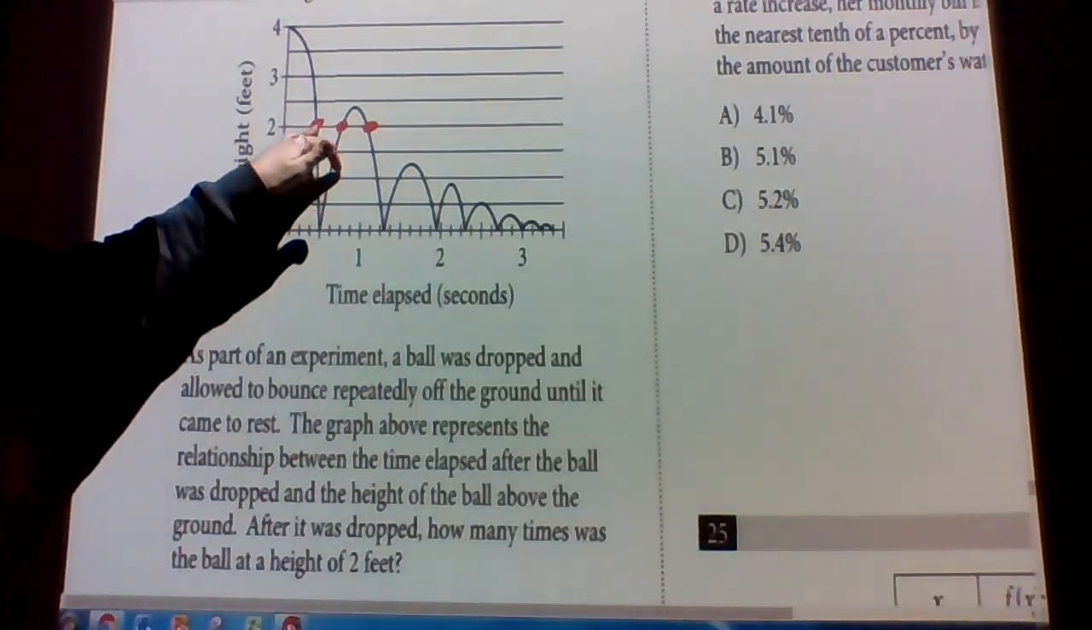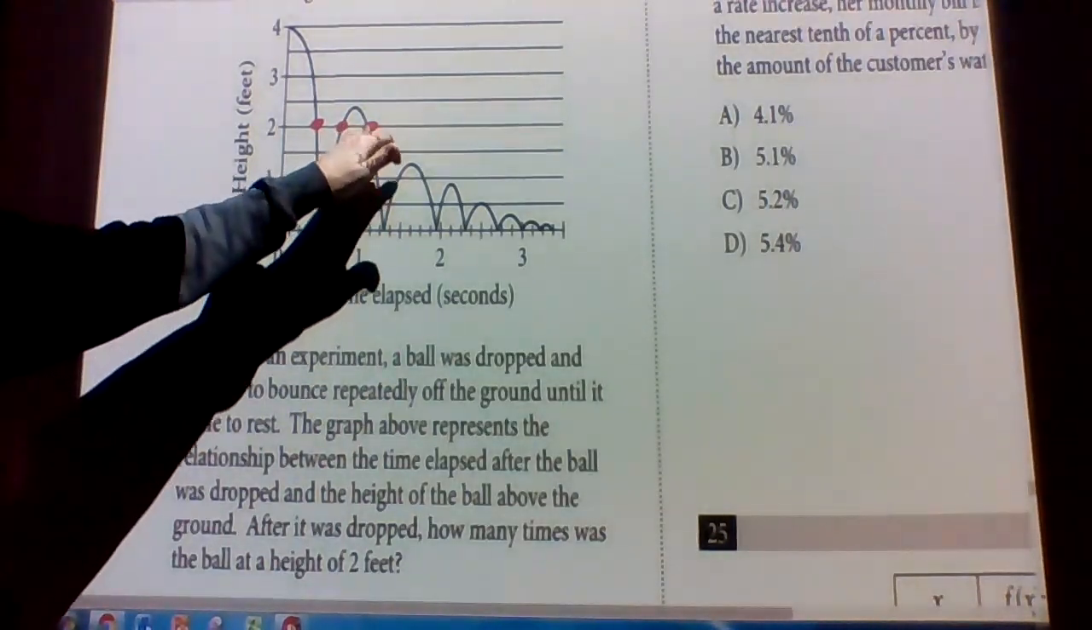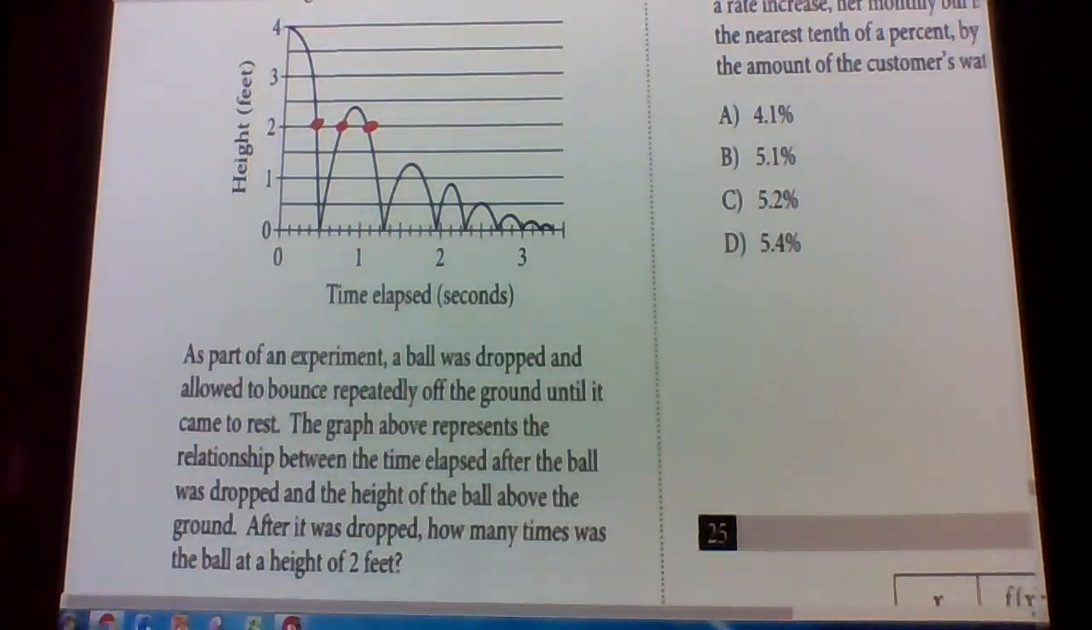It was at 2 feet on the way down originally, on the way up, on the way down. So it was at 2 feet 3 times.